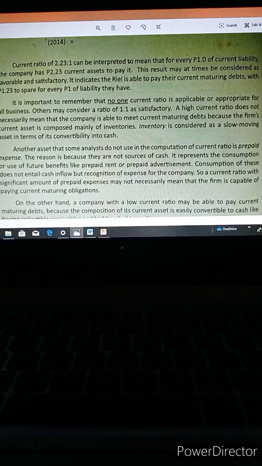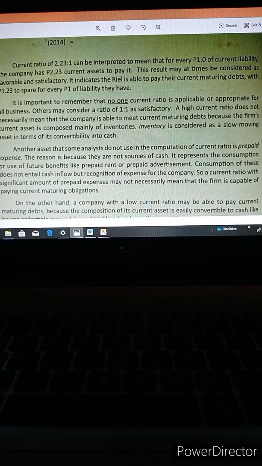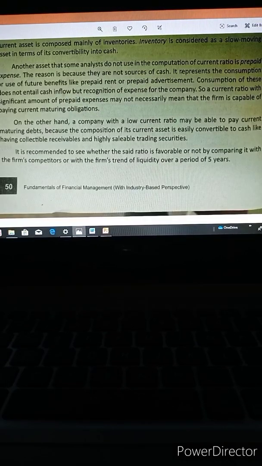It is important to remember that no one current ratio is applicable or appropriate for all businesses. Others may consider a ratio of 1:1 as satisfactory. A high current ratio does not necessarily mean that the company is able to meet current maturing debts, because the firm's current assets may be composed mainly of inventories, and inventory is considered a slow-moving asset in terms of its convertibility into cash.